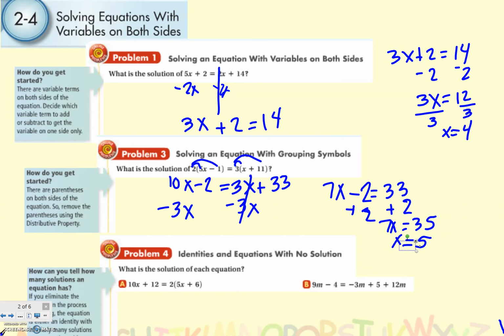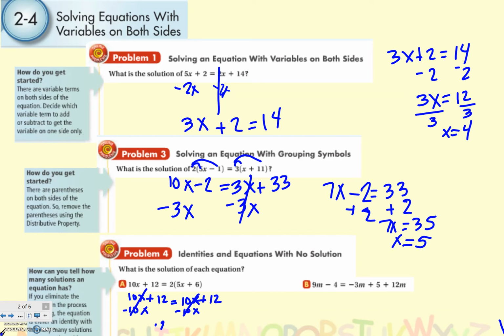Okay, now if you look at the bottom questions, these are a little bit different because even though we have variables on both sides, we're going to end up with some special answers. So on the first one, if I distribute, I end up with 10x plus 12 equals 10x plus 12. Since they're exactly the same on both sides, if I were to keep going and subtract the 10x, I would end up canceling both the variables.